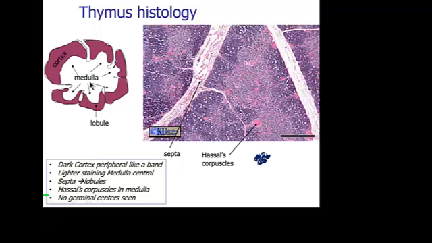And in the center of each of these lobules, in the medulla, if we look at one such lobule, so I'm just looking at this part here. Here is a septum made of connective tissue. Here's another septum, connective tissue. So this is the lobule between the two. And here you can see the dark outer cortex, like a band. This central area is much lighter staining.